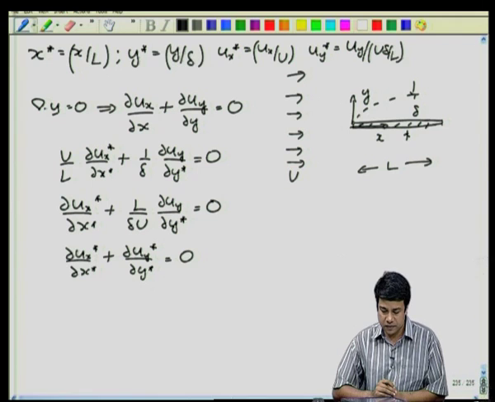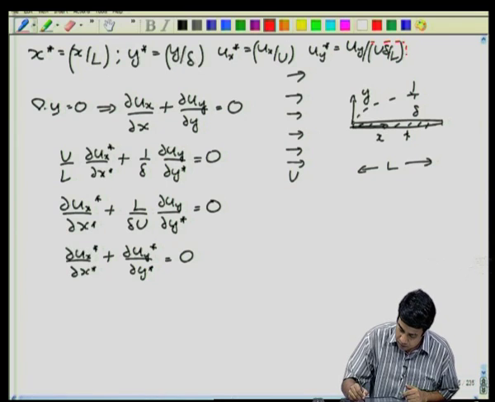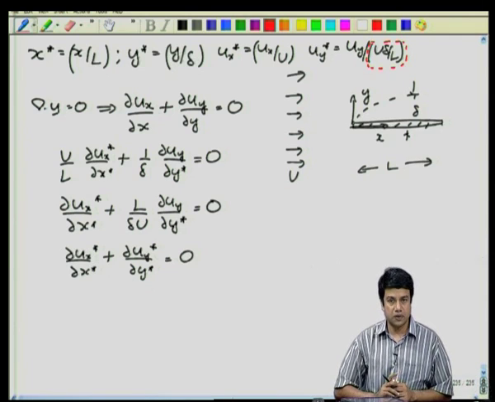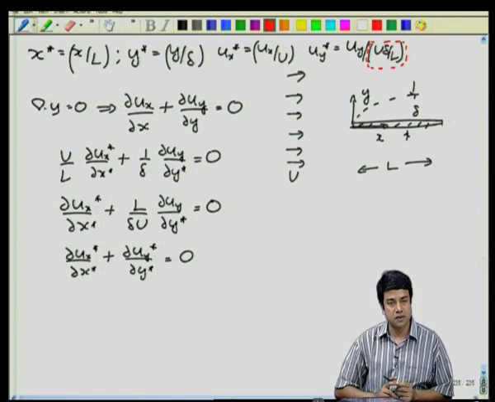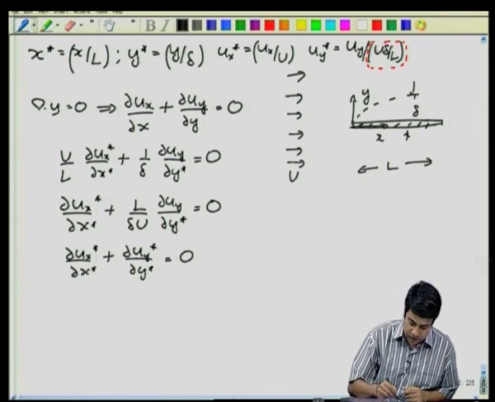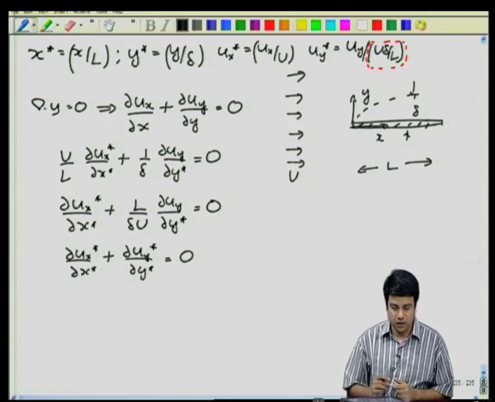Note the velocity scale for uy. The velocity scale for uy is U delta by L. We postulated that delta was small compared to L. Therefore, the velocity in the y direction is small compared to the velocity in the x direction. This is a natural consequence of the mass conservation equation, because it is telling you that the scale for ux by the scale for x has to be the same as the scale for uy divided by the scale for y. So, the scaled mass conservation equation has given us a scaling for the velocity uy.